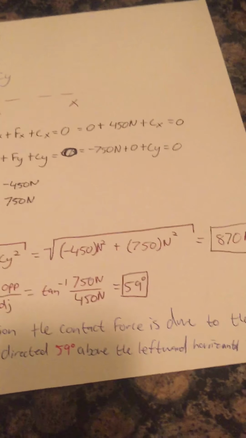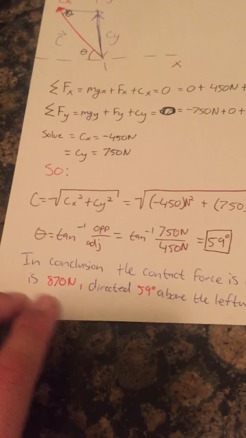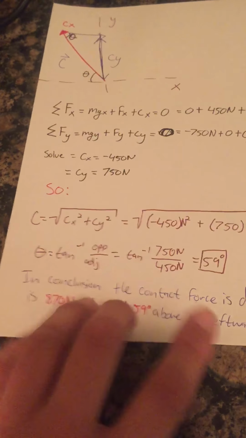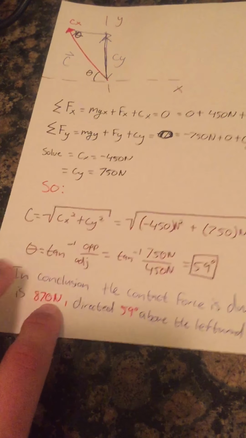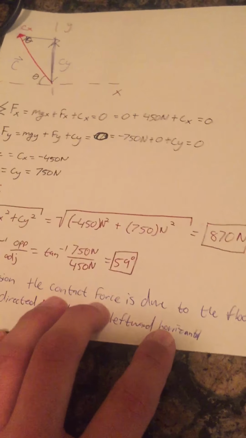So you want to go back and check your work, read through it and make sure you did everything right. But in conclusion, the contact force on the sled is due to the floor. The contact force is 870 newtons and directed 59 degrees above the leftward horizontal.